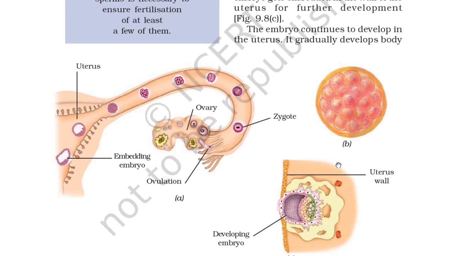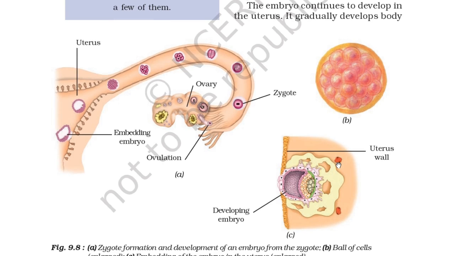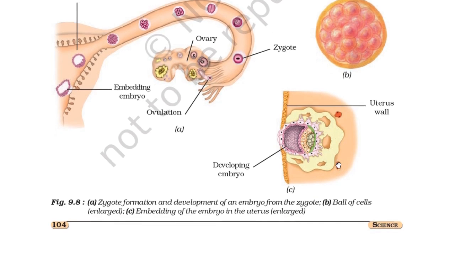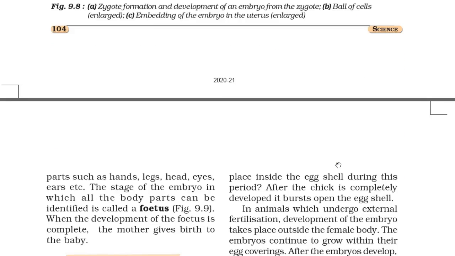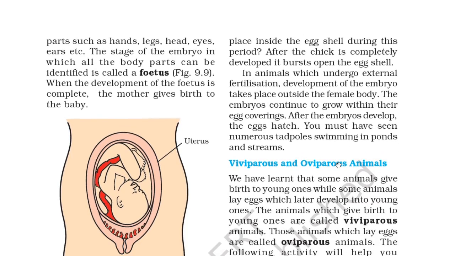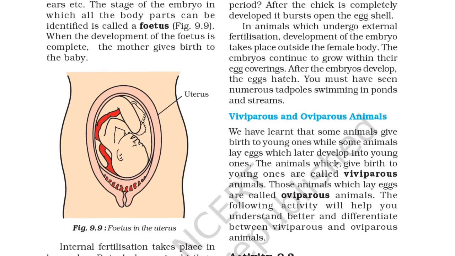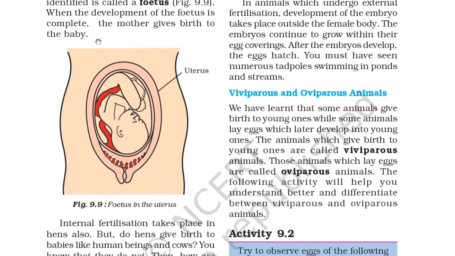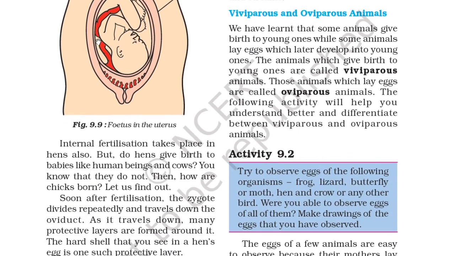The embryo continues to develop in the uterus. It gradually develops body parts such as hands, legs, head, eyes, ears, etc. The stage of the embryo in which all the body parts can be identified is called a fetus. It is given in figure 9.9. So this is the fetus. This is the uterus, and when the development of the fetus is complete, the mother gives birth to the baby.